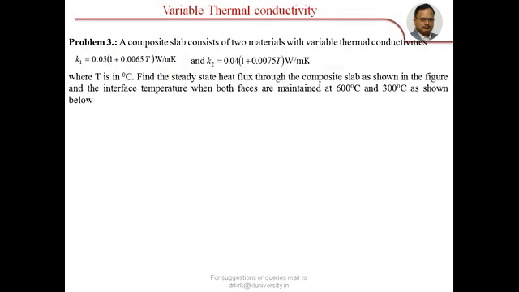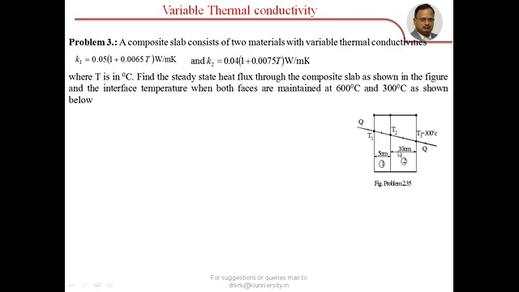Third problem, carefully follow. A composite slab consists of two materials with variable thermal conductivities. Material 1 and material 2, K1 and K2 are given. Find the steady state heat flux and the interface temperature when both faces are maintained at 600 and 300 degrees as shown below. See, this face is at 600, this face is at 300. This is the temperature gradient. Heat is flowing, of course, perpendicular to the wall.